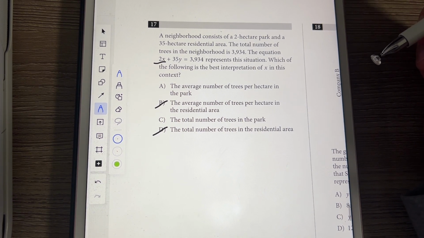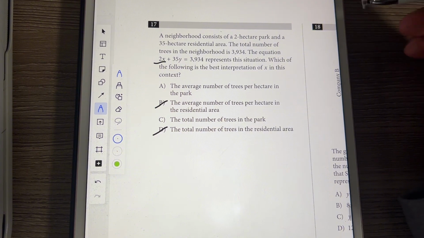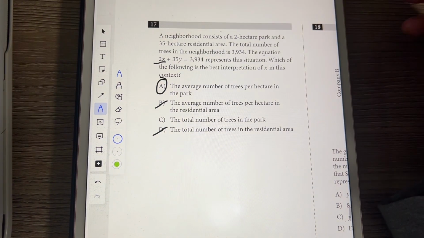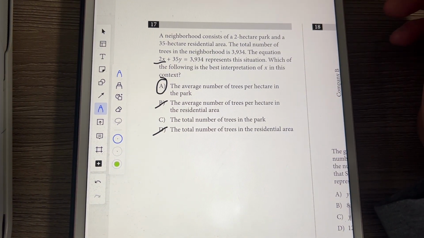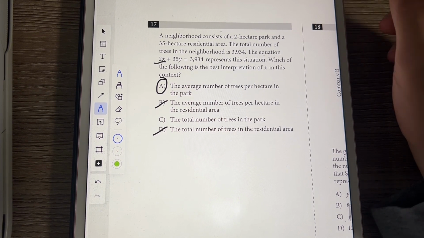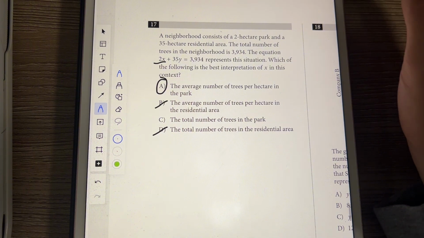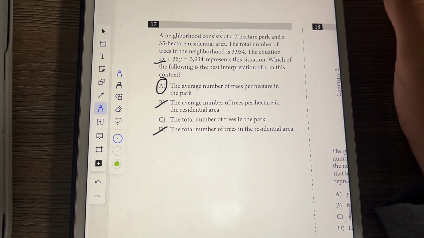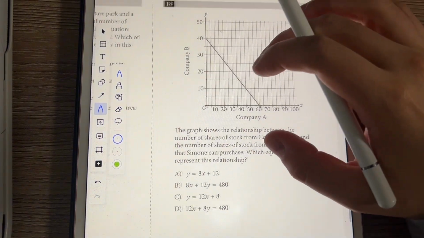I don't want that. I just want the number of trees in the park. So my best answer here is A. It's just the average number of trees per hectare in the park, multiplied by 2, which is going to give us the total number of trees in the park. That way we'll get to the total number of trees. That is 3,934. Boom, another one up and down.